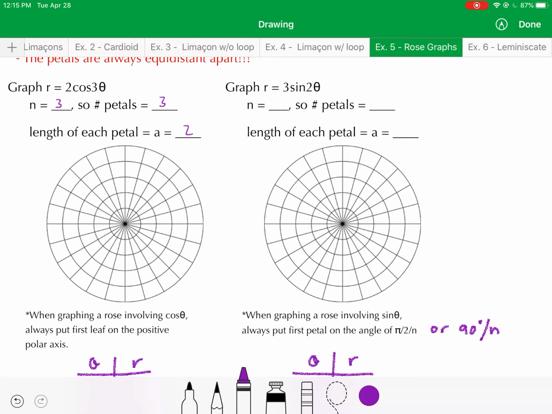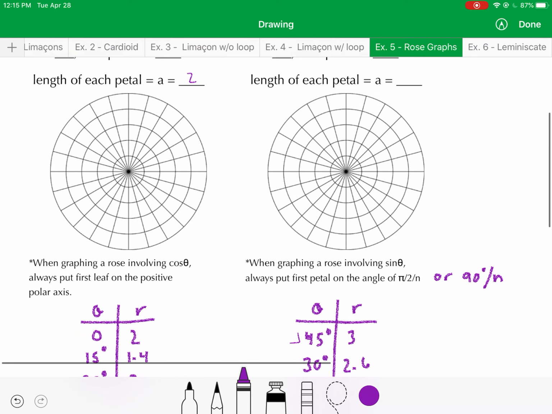It says when graphing a rose involving cosine of theta, you're always going to put your first leaf on the positive polar axis. Now, the positive polar axis means theta equals 0 degrees or 0 radians. The reason we can make that statement is because cosine of 0 is as large of a value as you can get for the cosine function. Okay, so this is going to give you the furthest point away from the pole that you can possibly get.